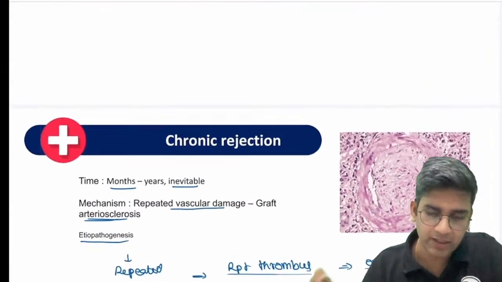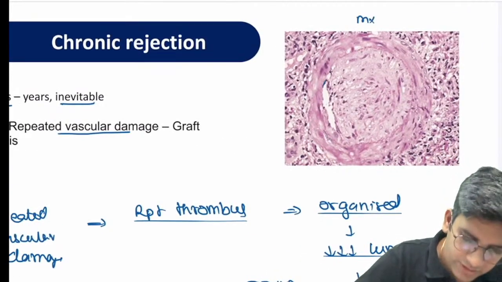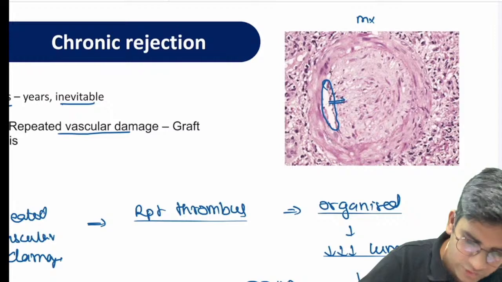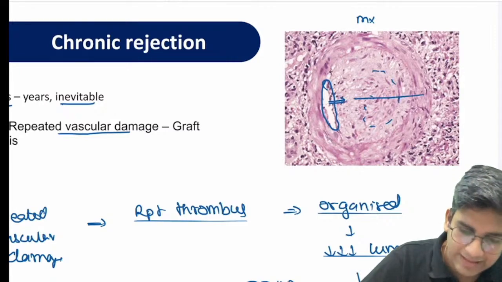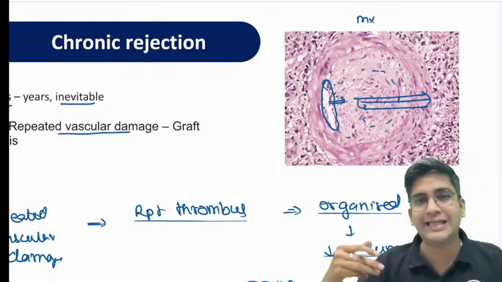We'll be more than happy to give. That's it, fine. There's a microscopy where you can see the lumen is reduced to almost nothing. That's the lumen, and the entire thing is the graft arteriosclerosis. It's completely thickened and destroying it. Fine.